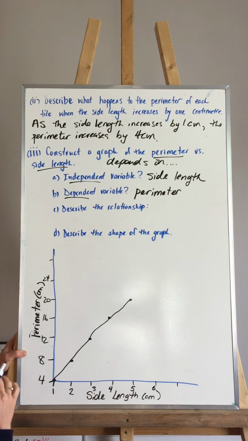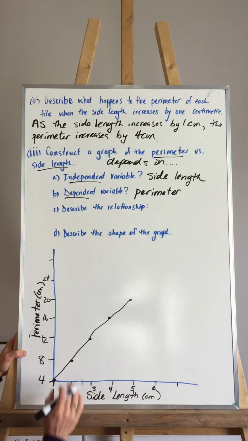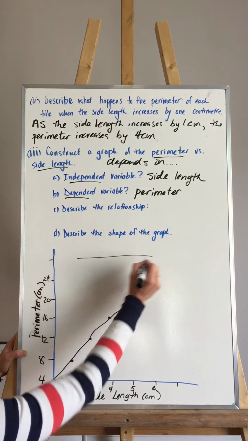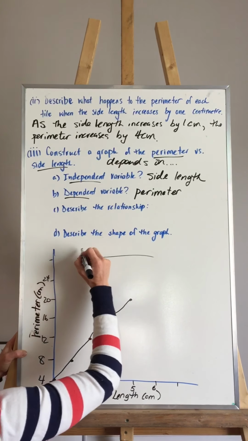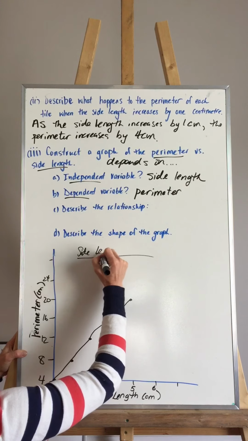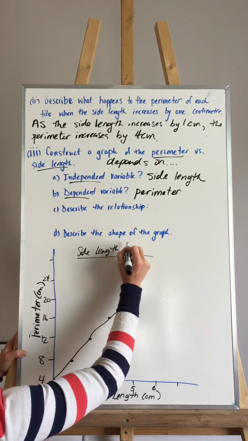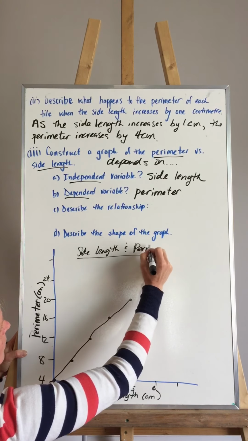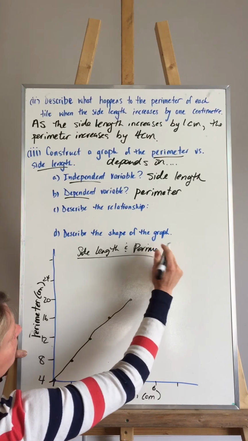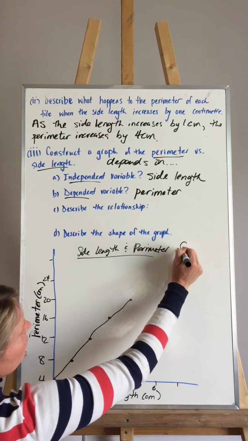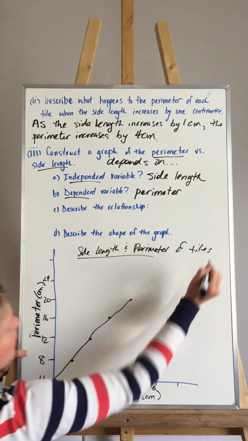Okay, so the only thing that's missing on here would be a title. So I could do side length and perimeter of tiles, something like that.